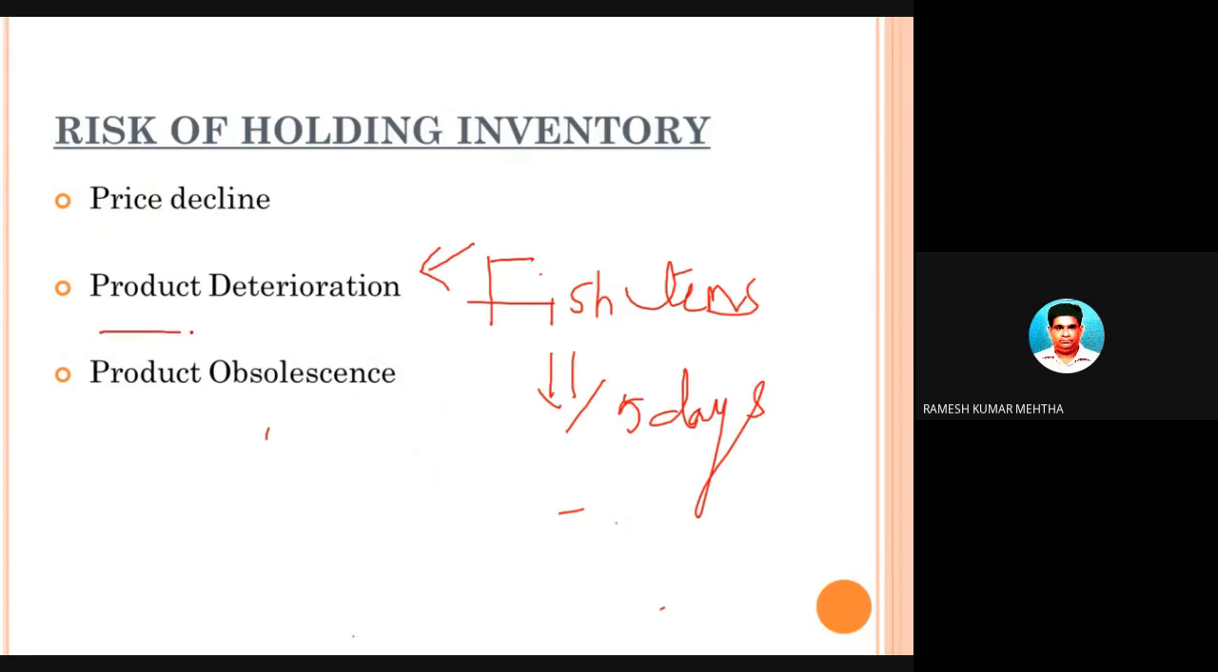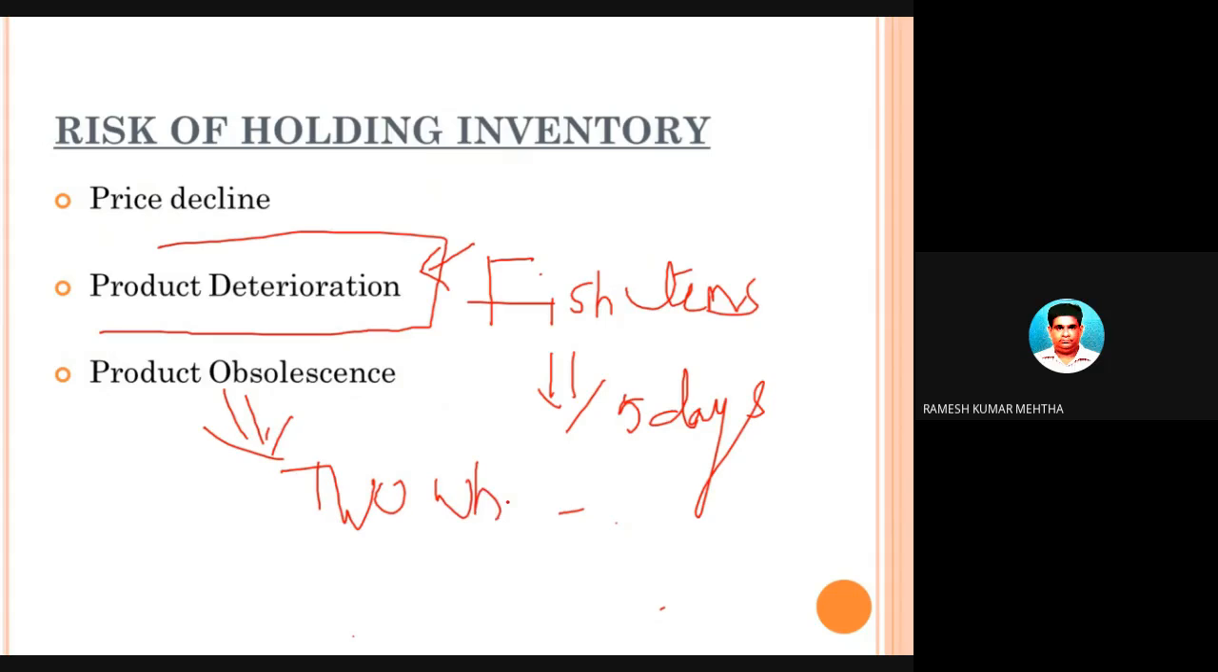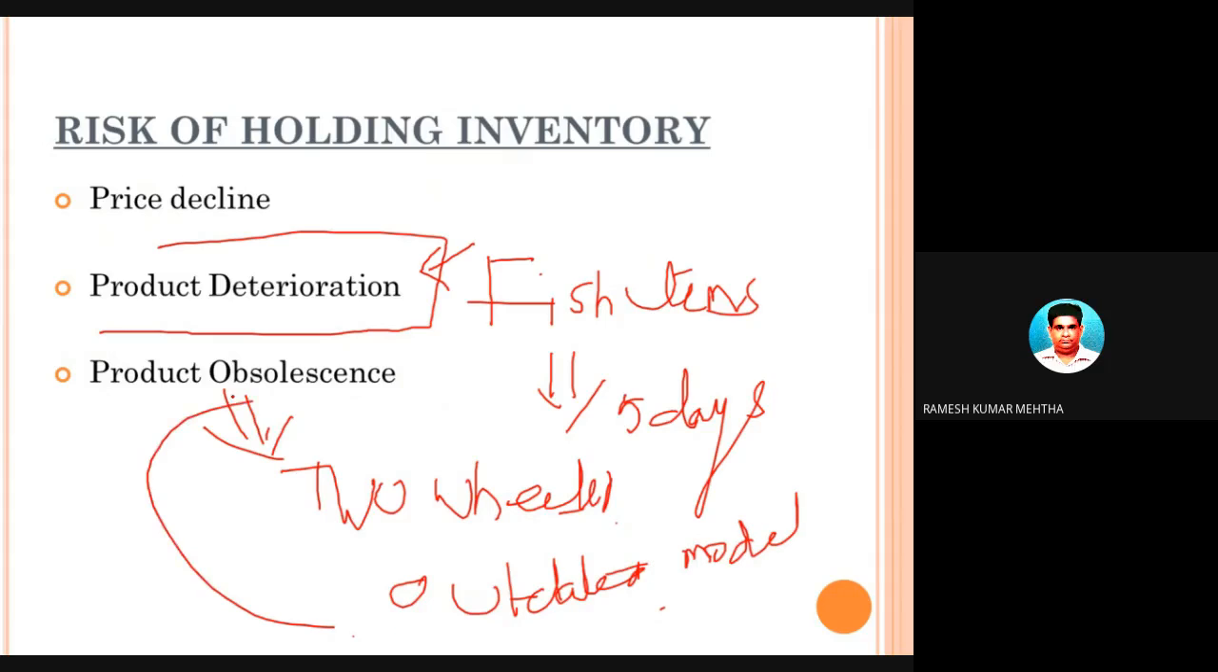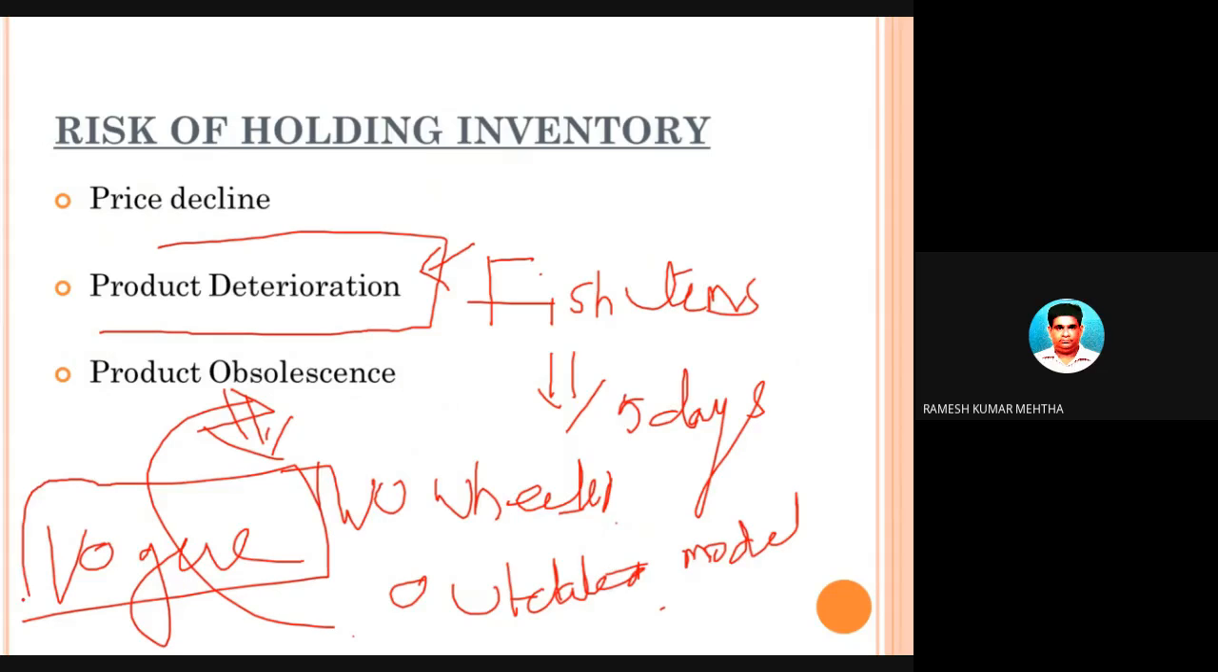So everywhere this problem is there, whether it is a two-wheeler. For example, product obsolescence in the case of a two-wheeler. If it is an outdated model, nobody will accept it. So you have to replace it with a new model which is in the picture, in vogue, in fashion. So product obsolescence and product deterioration are very important, as they are considered to have high risk.